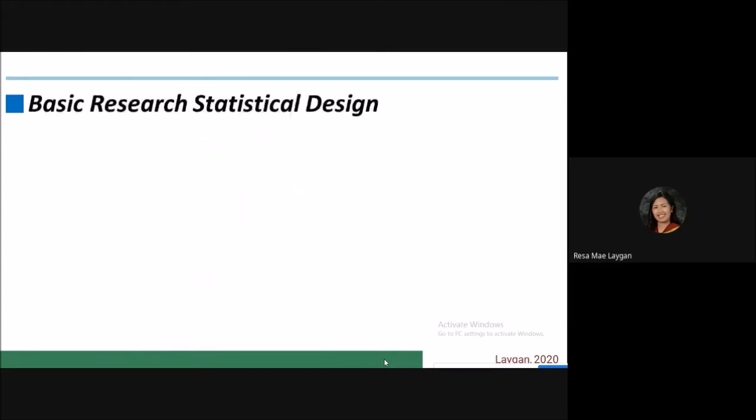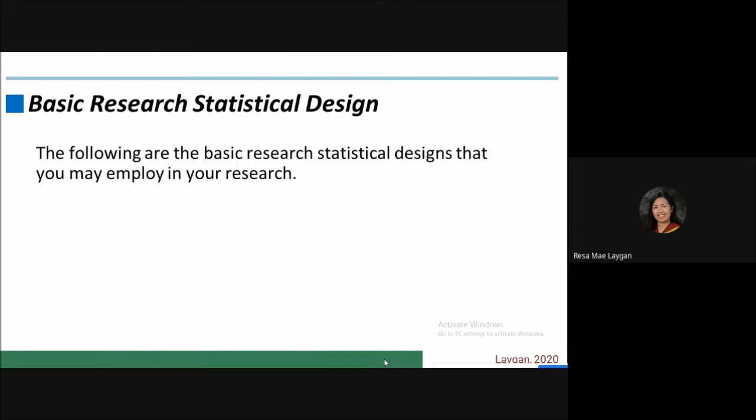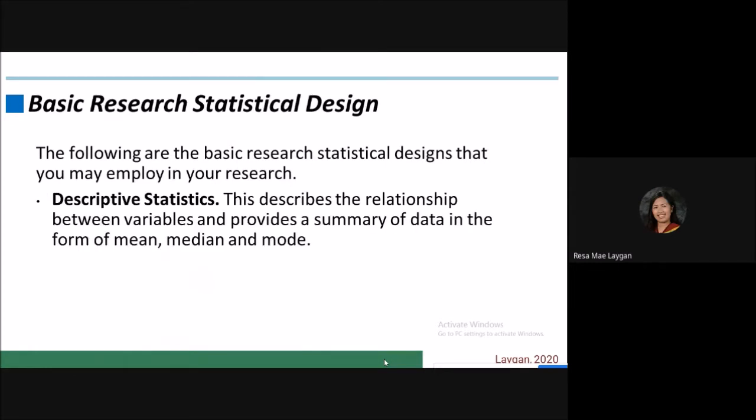So, here are the basic research statistical designs that you may employ in your research. We have the descriptive statistics, and actually this is common as it describes the relationship between the variables, and it provides a summary of data in the form of mean, median, and mode. And also, you can describe the data under descriptive statistics with the use of percentage frequency distribution.